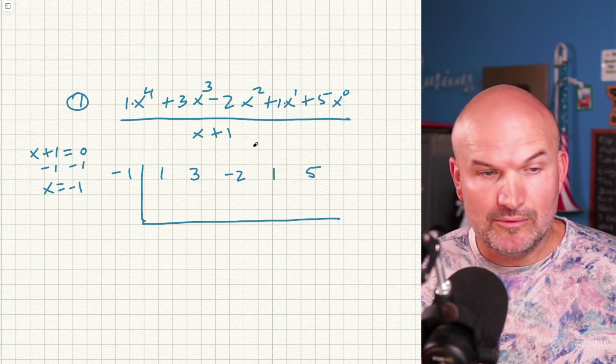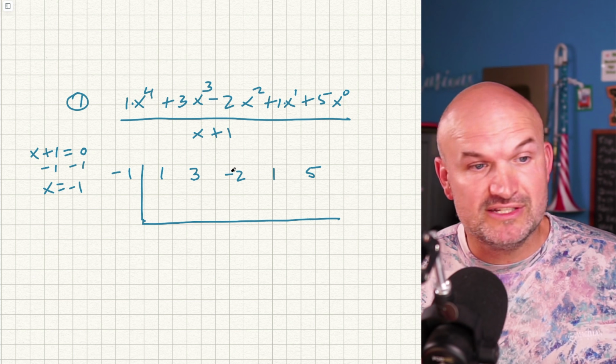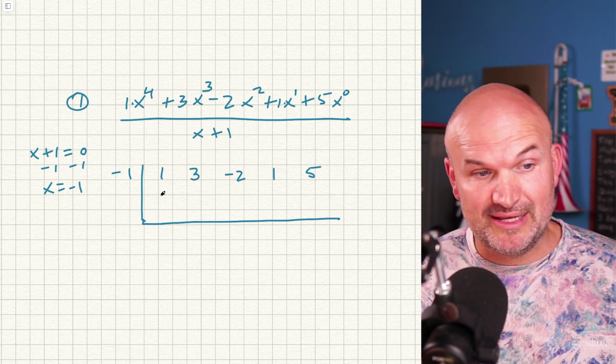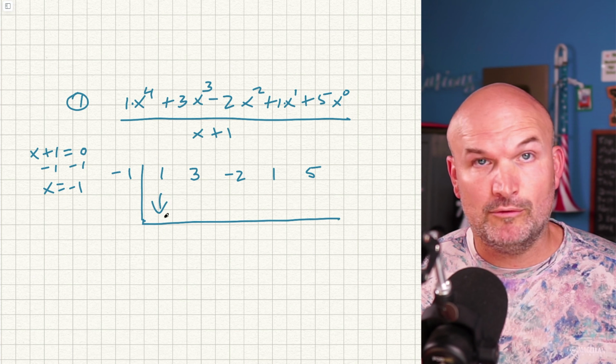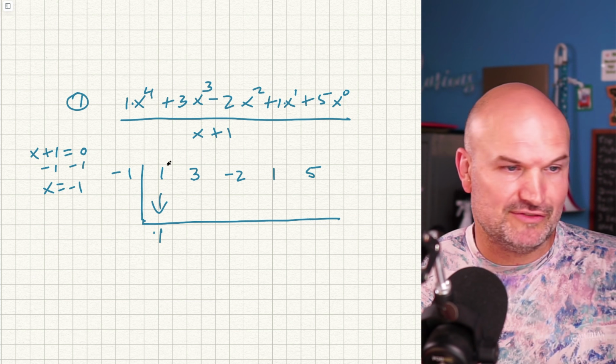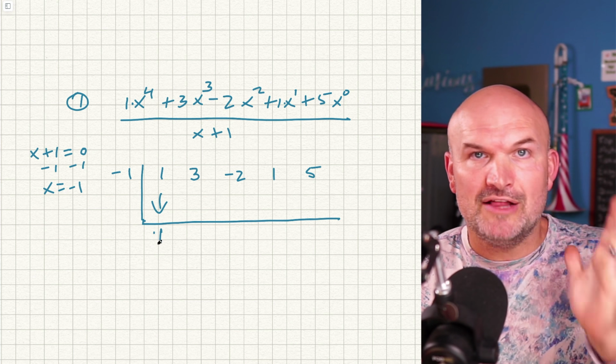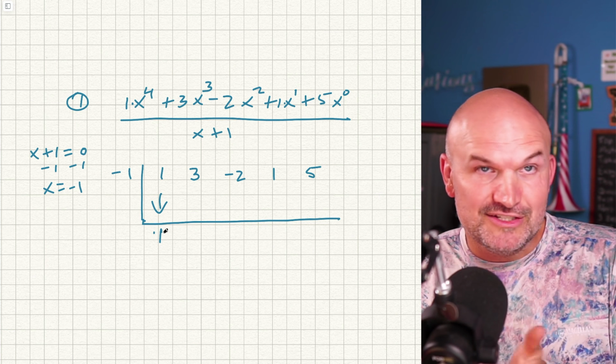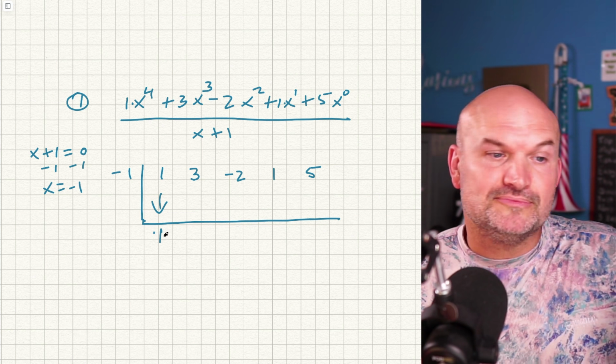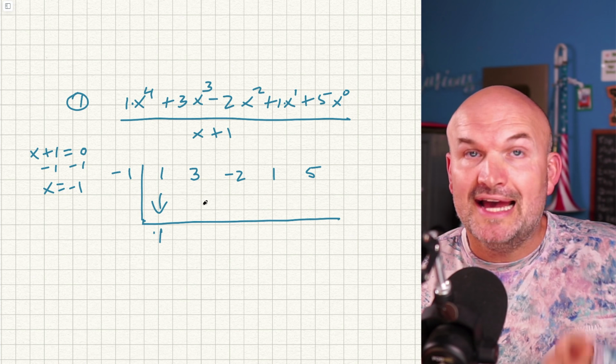Okay, now we just have to go through the process. Again, it's fairly basic. The first one is the freebie. You always get that one free. So if you have a 1 there, you just bring down a 1. If you have a 2, you bring down the 2. You always bring down the first one. It's free. Then to finish off the rest of synthetic division, multiply on the diagonal, add on the vertical.